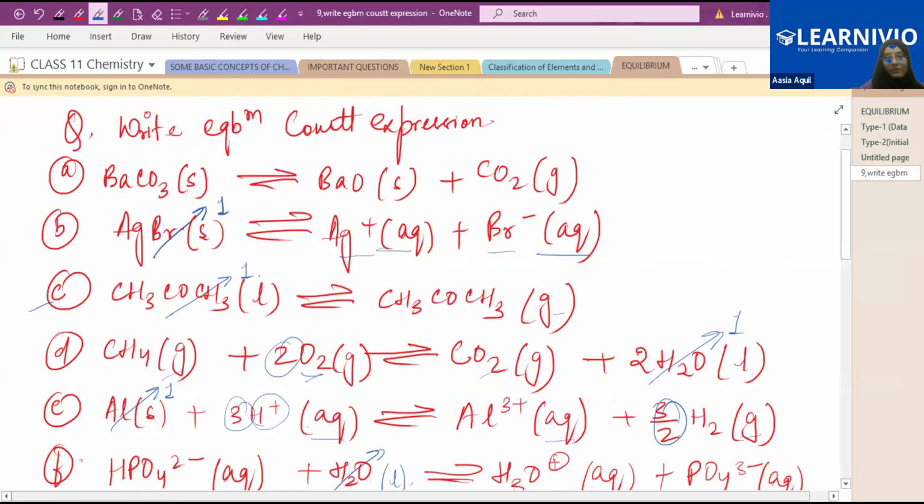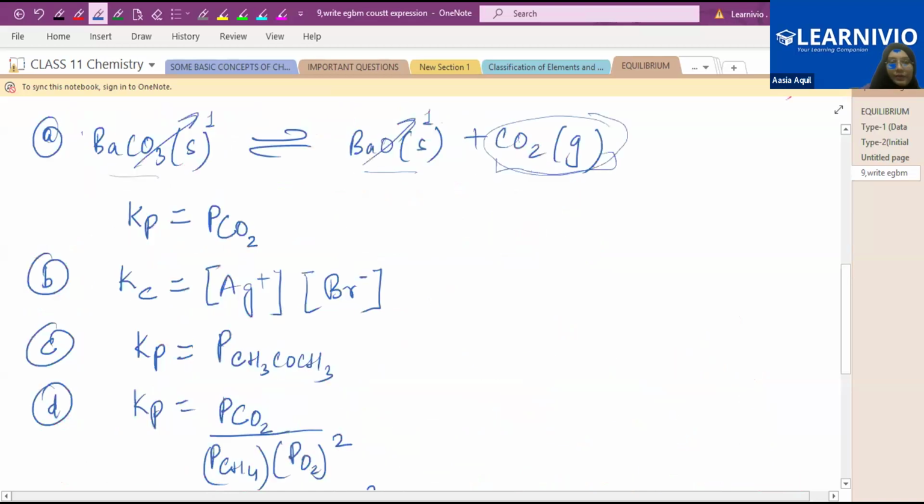From the reaction, can you write down? Yes. Any doubt, anyone? Please clear your doubt now. Okay, now just quickly note it down.